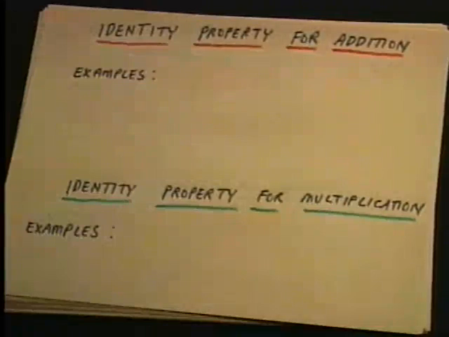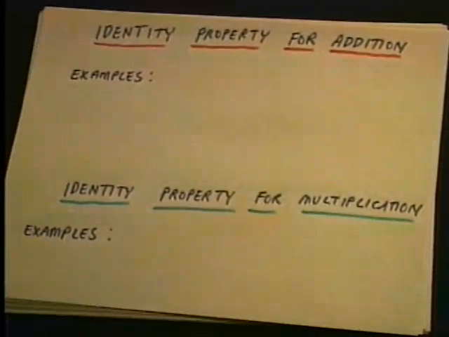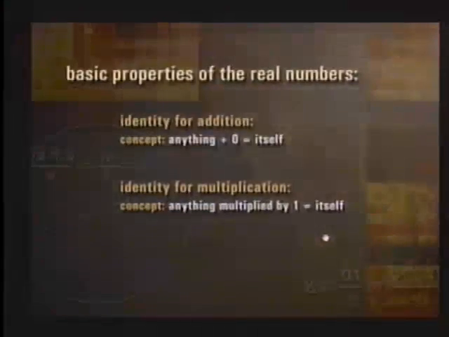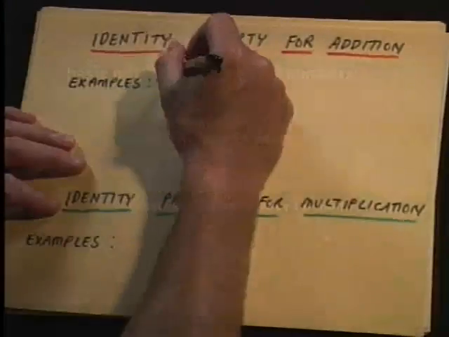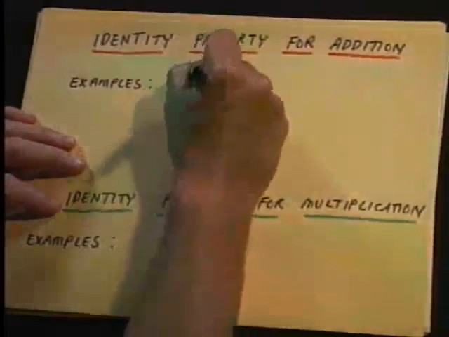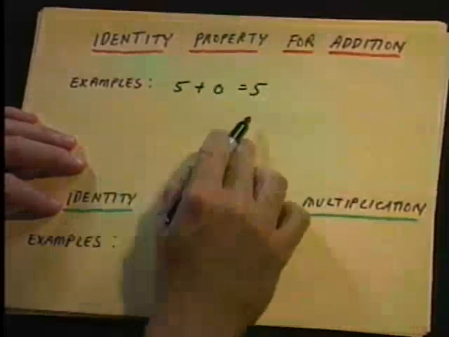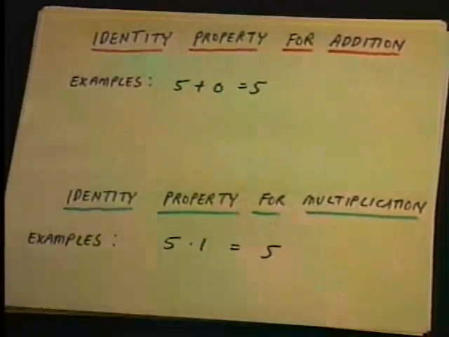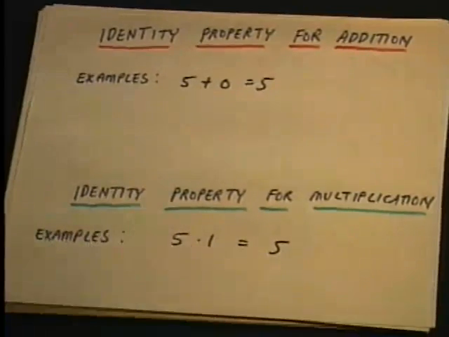Okay. So one additional property we want to talk about before we get off today is the identity property for addition, and that's on the next graphic. Let's look at those real quick. So anything plus 0 equals itself is the identity for addition. And the identity for multiplication, anything multiplied by 1 equals itself. So to look at some quick examples here, if we say 5 plus 0, we get 5, identity for addition. On multiplication, 5 times 1 equals 5. All right, and we'll come back and do some more in the next set.